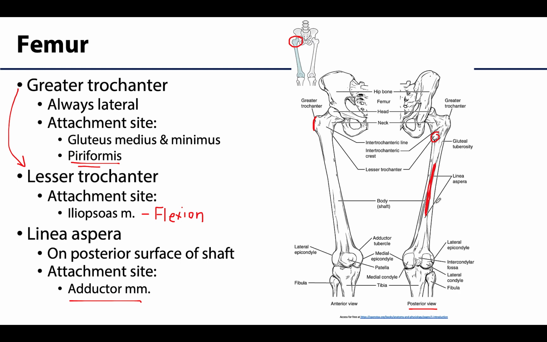So if I kind of go back to that one, the adductors are going to do exactly what they sound like. They're going to adduct the hip. So if you think about an individual that is sitting on a horse or rides a horse, quite often they are going to be consistently adducting their hips to kind of stay in place on the horse. And so oftentimes those individuals that embark on that type of activity will have very robust linea asperas.